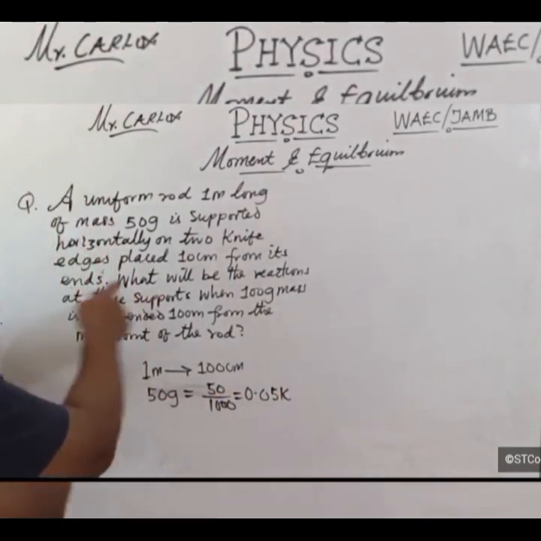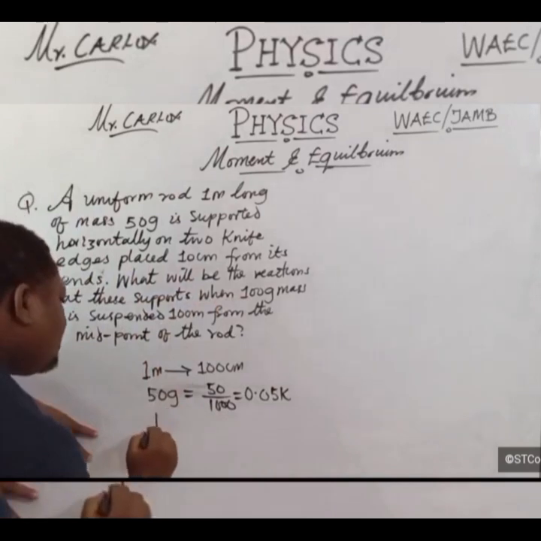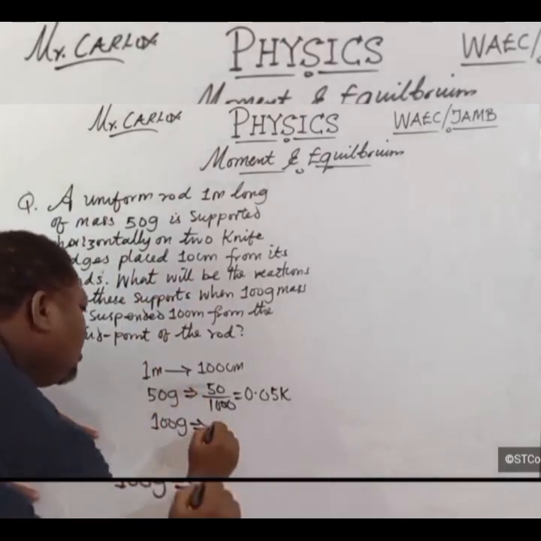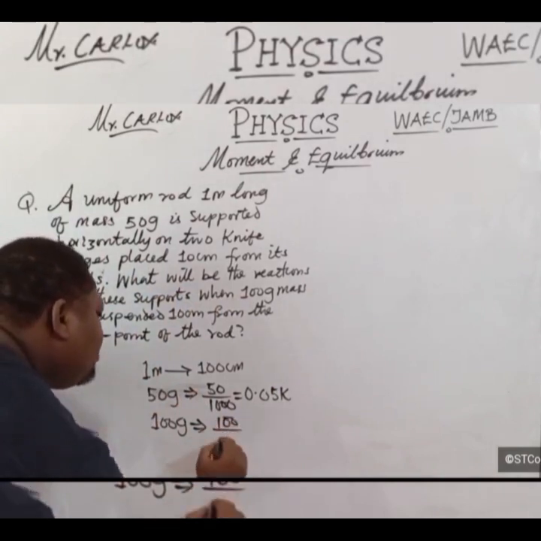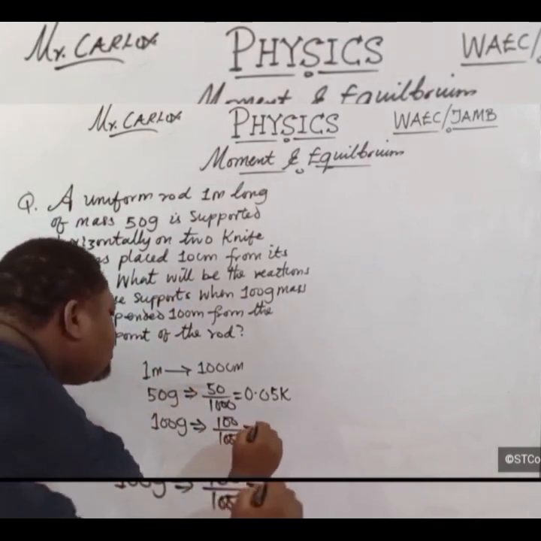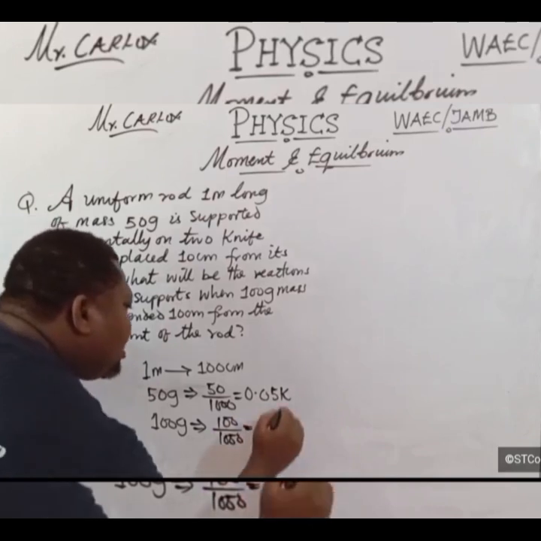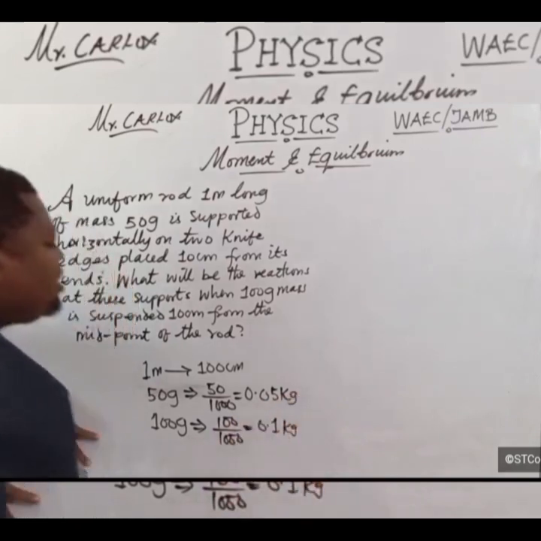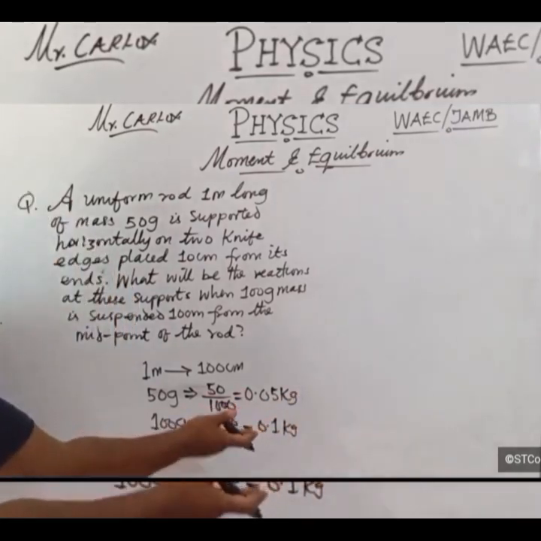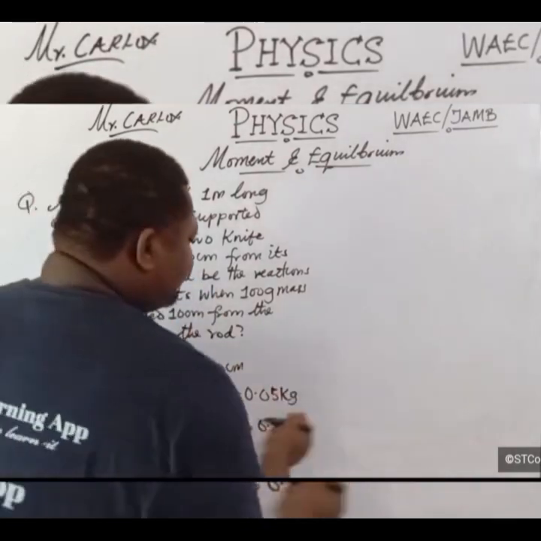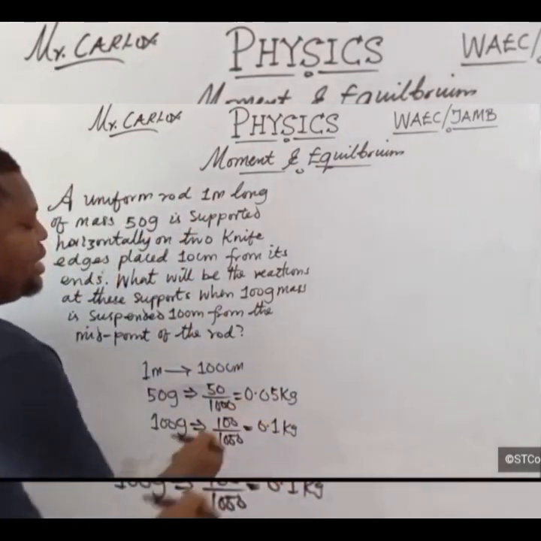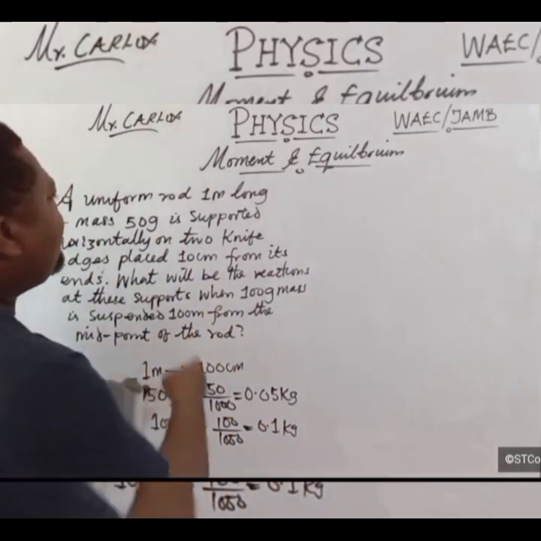Also, we have 100 grams. 100 grams to kilogram will now be 100 over 1,000, which is equal to 0.1 kilogram. But what we need is Newton. So what do we do here? We multiply by 10 to get Newton. We're going to multiply this by 10. But before we do that, let's draw the diagram of this stuff.